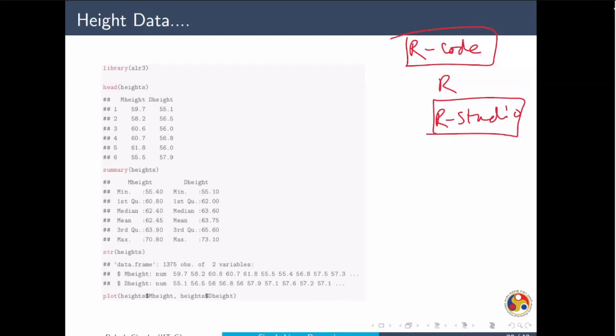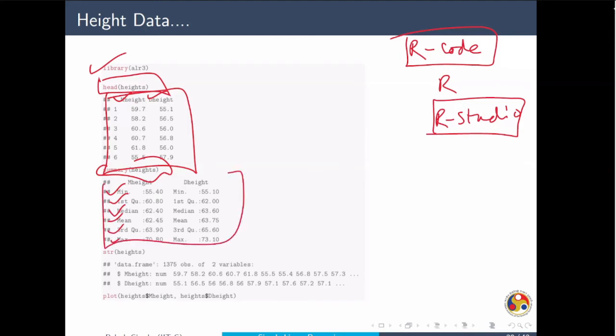This is one of the data libraries in R. If you do the head of height, it will show you the data and how things look. This is data in inches: this is the mother height, M height, and this is the daughter height. If you write the summary of height, it gives you the minimum, first quartile, median, mean, third quartile, and max. And str is the structure, which tells you what kind of variables there are. Both are numeric variables, with 1375 observations and 2 variables, along with some examples of their values.